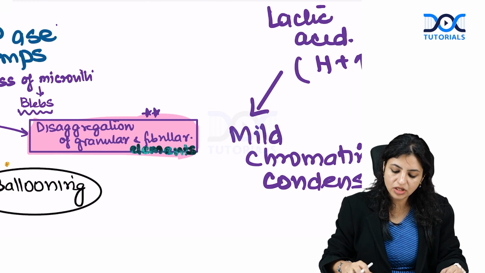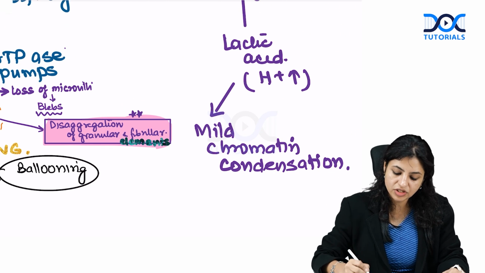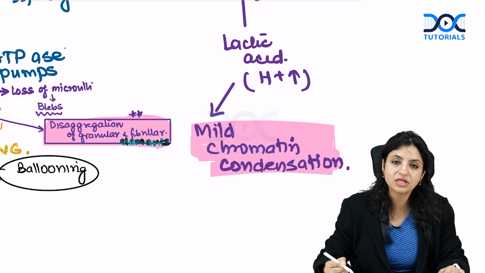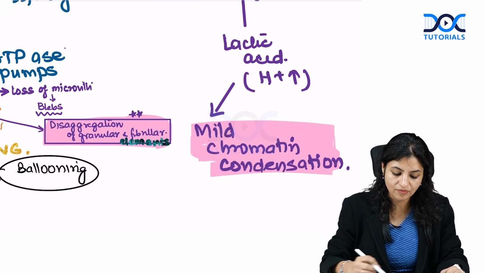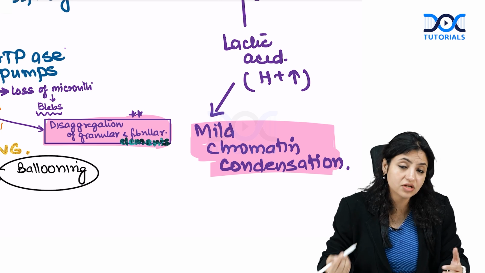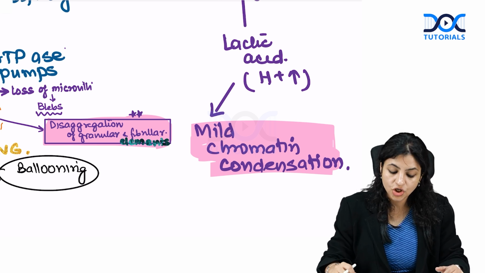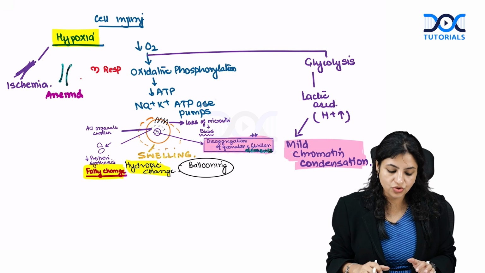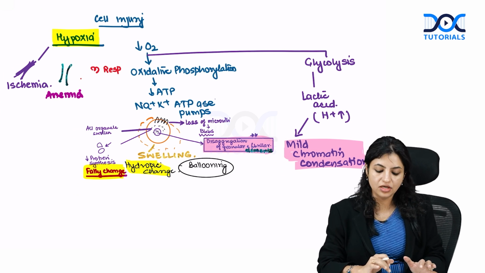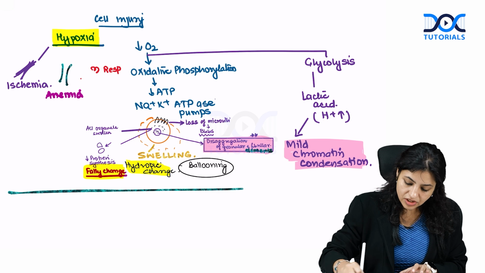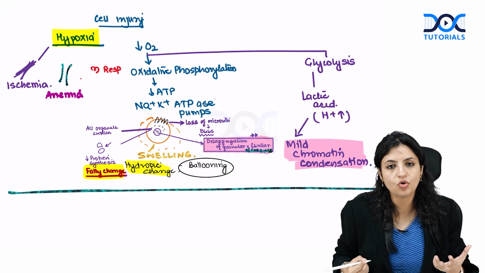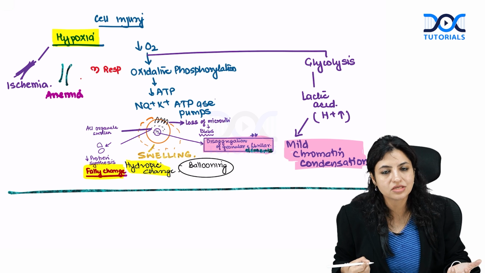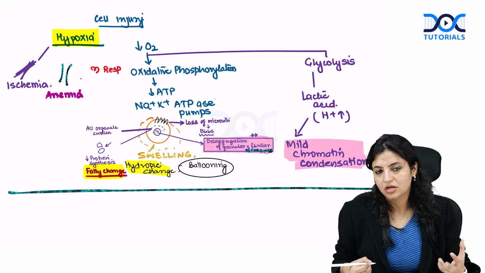So if somebody asks you what are the nuclear changes which you see in a reversible cell injury, you can say you will see mild chromatin condensation and you will see disaggregation of the granular and fibrillar elements. These are classical reversible features seen in the nucleus. So these are the classical features which you see in cell injury and you should be very, very clear. Okay, so till here everything is reversible. Why? Because as soon as you give oxygen, everything reverts. Now, one more point here.